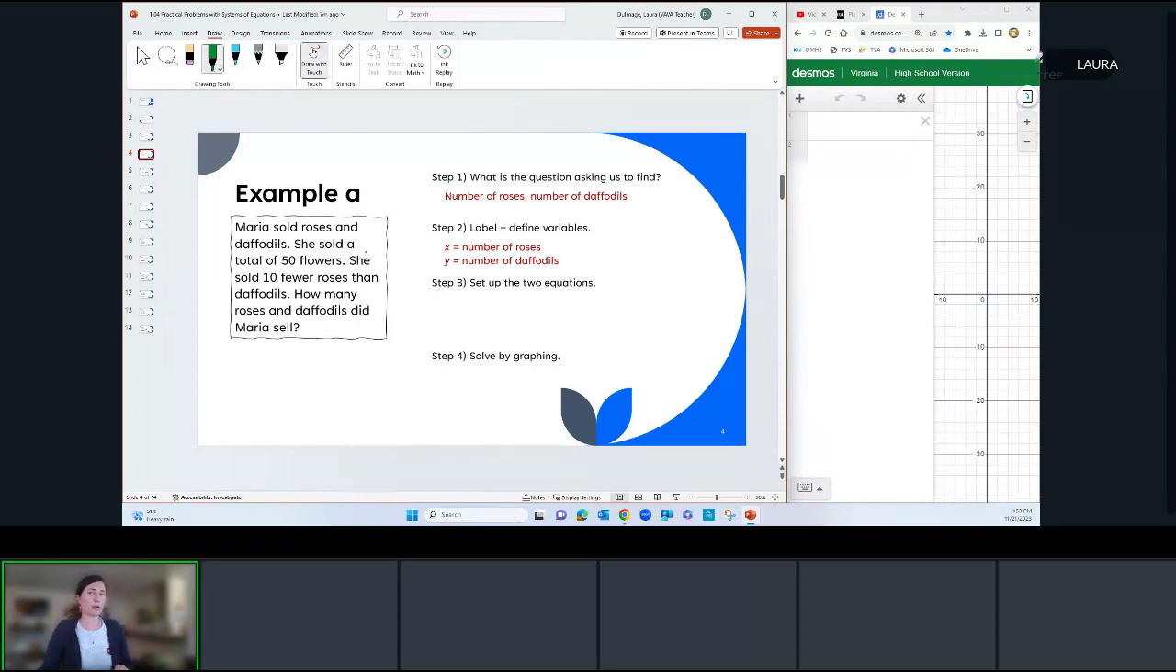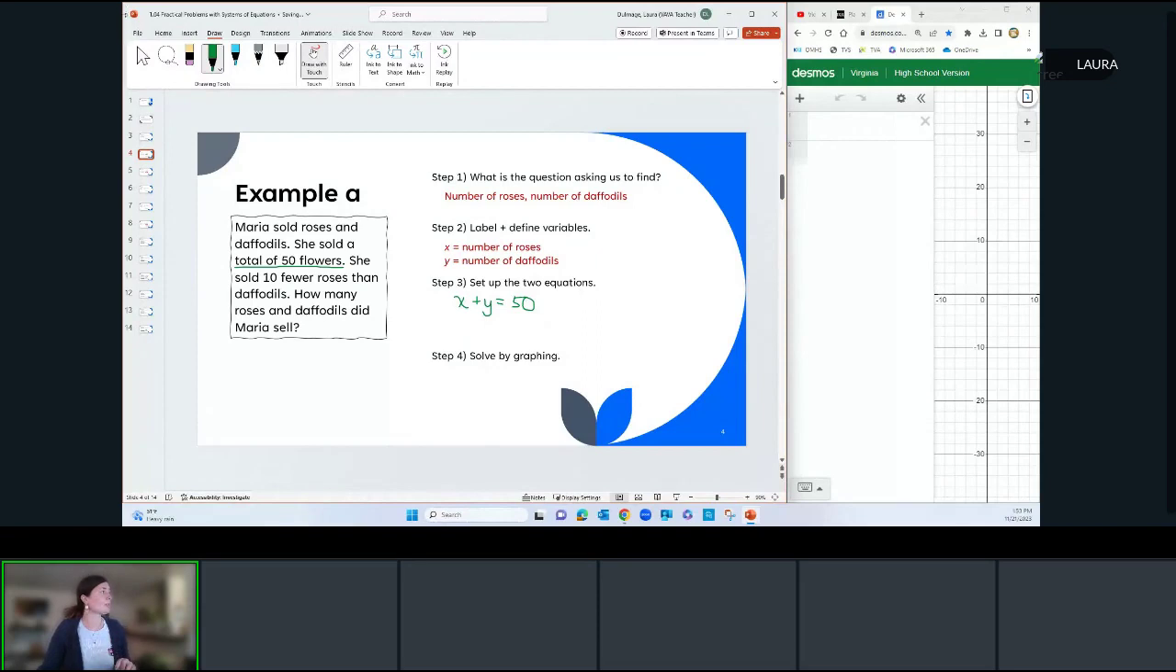Since x is number of roses and y is number of daffodils, we can see that we have a total of 50 roses and daffodils, i.e. flowers. So total means we're going to add our 2 values together, x and y. So our first equation is going to be x plus y, roses plus daffodils, equals 50.